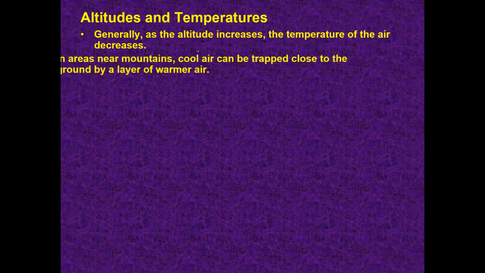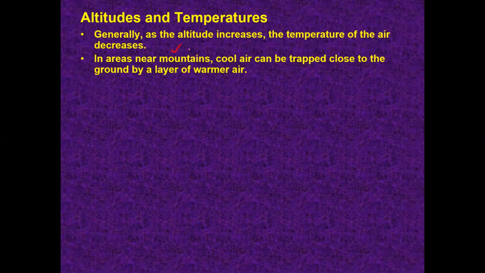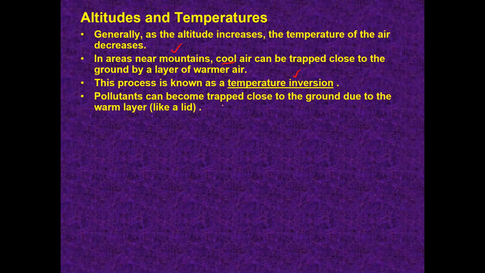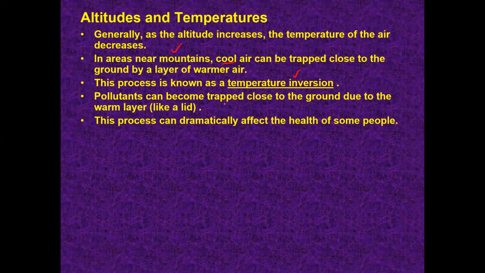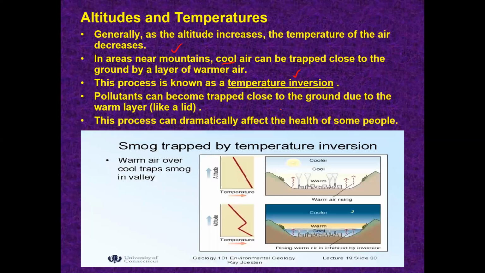Altitudes and temperature. Generally, as the altitude increases, the temperature decreases. In areas near mountains, cool air can be trapped close to warmer air, and you get a temperature inversion. Pollutants can be trapped. And this process can affect people's health. Okay. So cities that are in valleys can have the cold air right here because it's more dense. It can actually trap a warm pocket of air, okay, with all the smog in there.